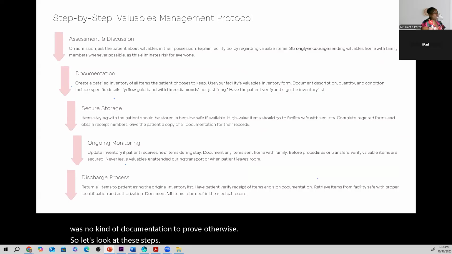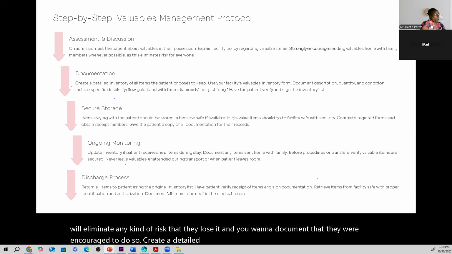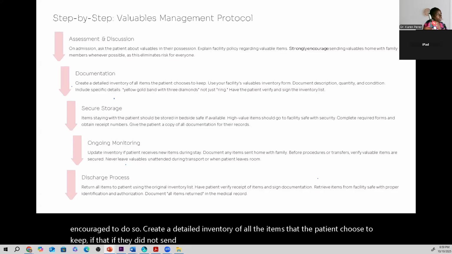Assessment and discussion. On admission, the patient should be asked about valuables in their possession. You want to explain the policy regarding valuable items, and strongly recommend that they send valuables home with family members whenever possible, as this will eliminate any risk that they lose them. You want to document that they were encouraged to do so. Create a detailed inventory of all the items that the patient chooses to keep if they did not send their valuables home.